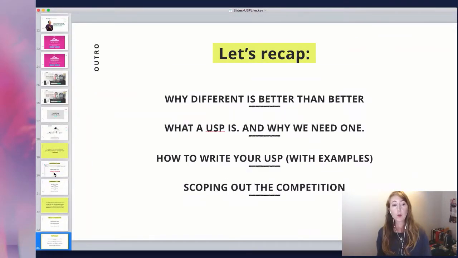All right, let's recap. So first we talked about why different is better than better. We talked about what a USP is and why you need one. And then we talked about how to write your USP with specific examples, both good and bad. And lastly, I walked you through how to scope out the competition and what to look for.